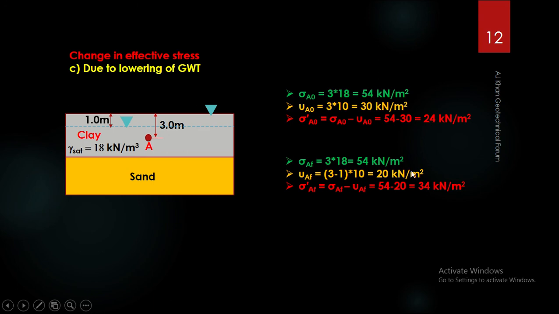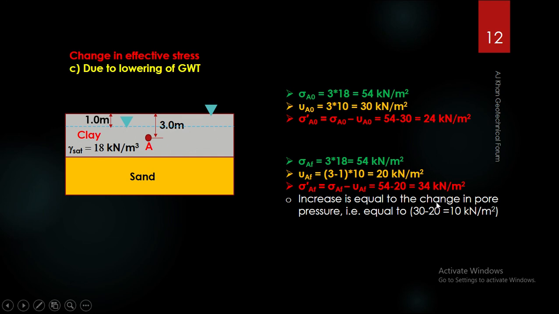Earlier it was 24. So this increase in effective stress has been caused by lowering of the water table, and this increase is actually the difference of the pore water pressure or the pore water stresses. Earlier it was 30 and now it is 20. So the amount of pore water stress that has been reduced is transferred now to the solid particles, and that is the beauty of the concept of effective stress. The total stress will be shared between the pore water and the soil skeleton. So the amount that has not been taken by the water in the void spaces will now be transferred to the solid particles, and that is why there is an increase of 10 kilonewton per meter square in the effective stress at point A, right?